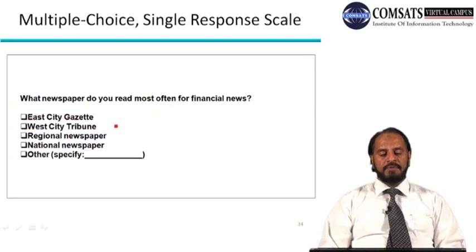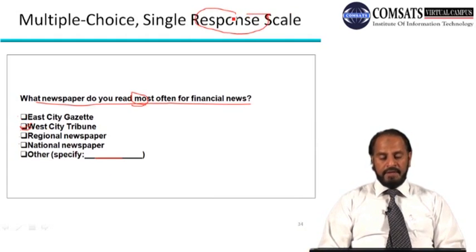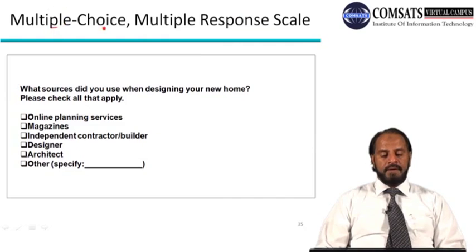Another one is called a multiple choice single response scale. In this one, you do have multiple choices to pick from, but basically you were asked, what newspaper do you read most often for financial news? So you're asked to pick one of them, because you're saying what newspaper do you read most. So you say West City Tribune or national newspaper, or maybe you can specify. So basically you're forcing, trying to get a single response from the respondent.